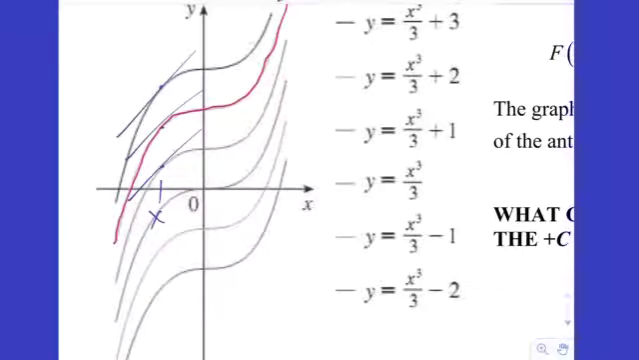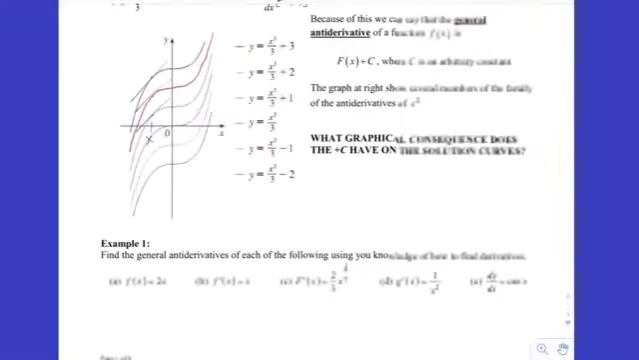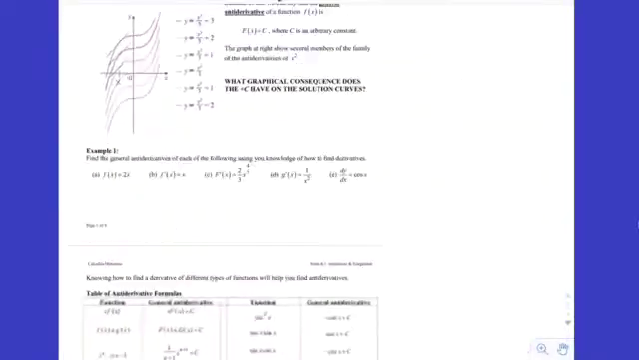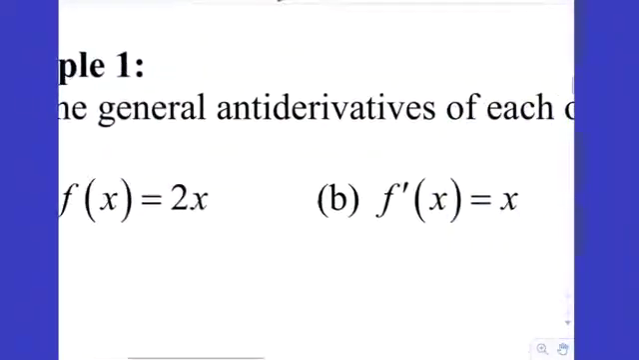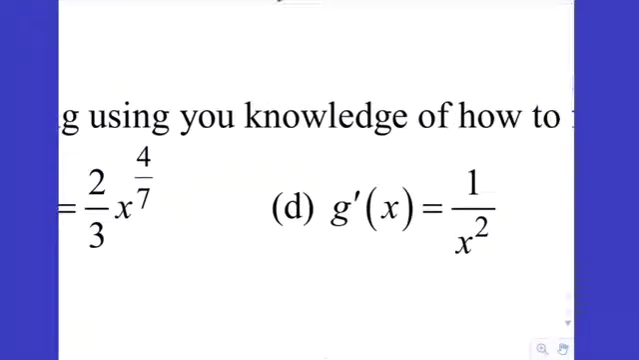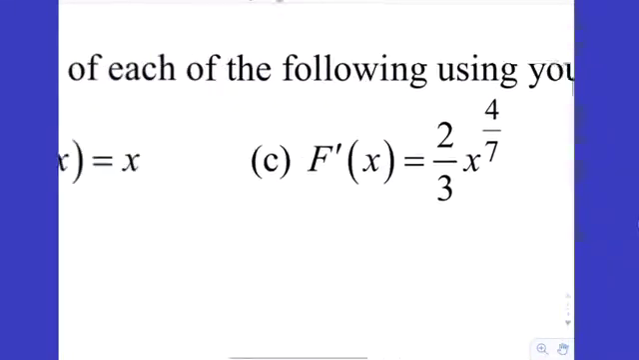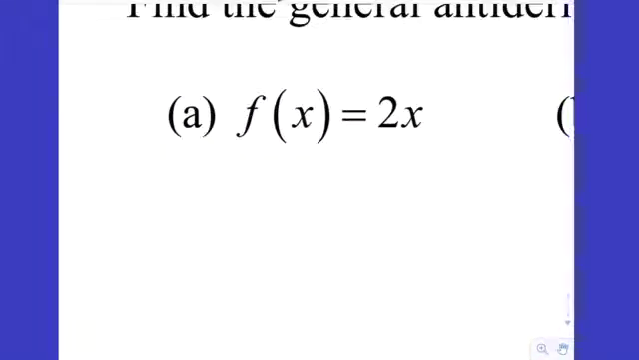And that's good to have infinitely many, right? Because that increases your chances of coming up with one of them correctly a lot better. You just need one out of infinity. Okay, let's try it out. Example 1, find the general antiderivatives of each of the following using your knowledge of how to find derivatives. Now again, we're going to practice both the notation and the actual process.